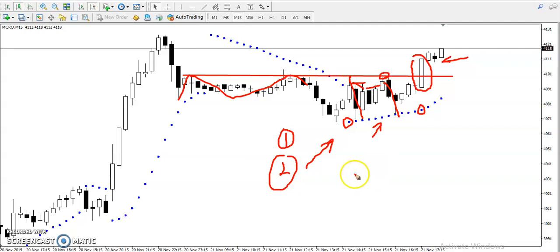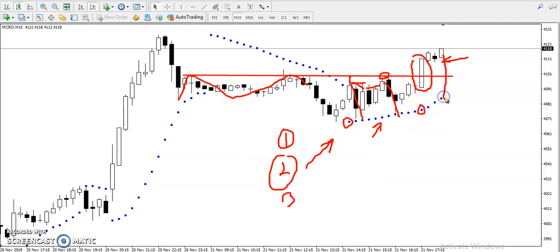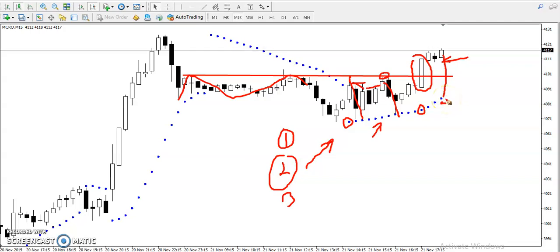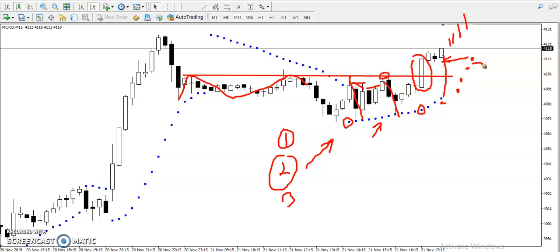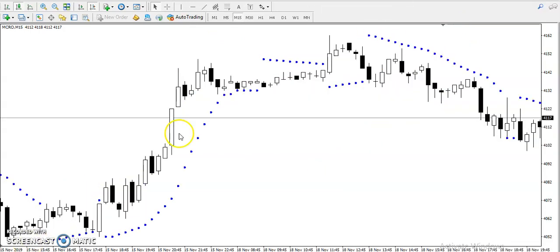Number 3, they are showing us the SL. So where is our SL? The SL is just below this parabolic SAR, and it confirms to us like when price goes up like that, here, and parabolic SAR also moves like that, and you can place your SL. That is rule number 3. All right. Now you can see this is another case here.